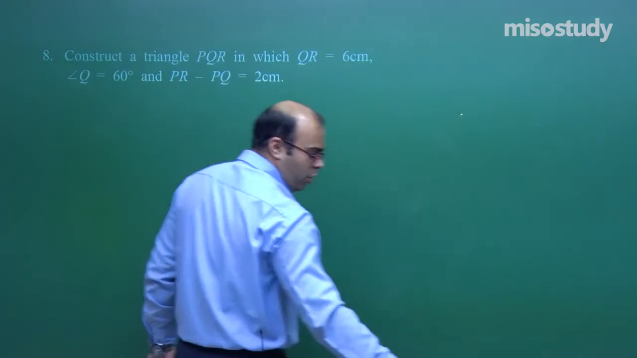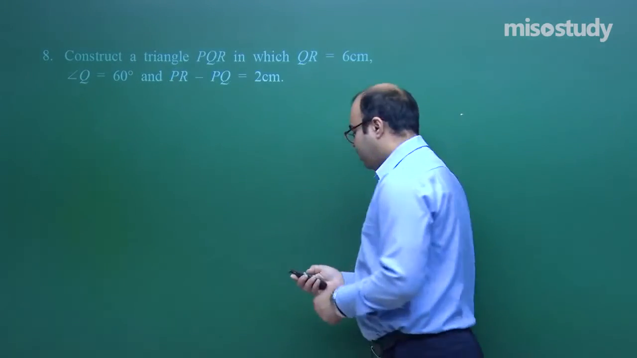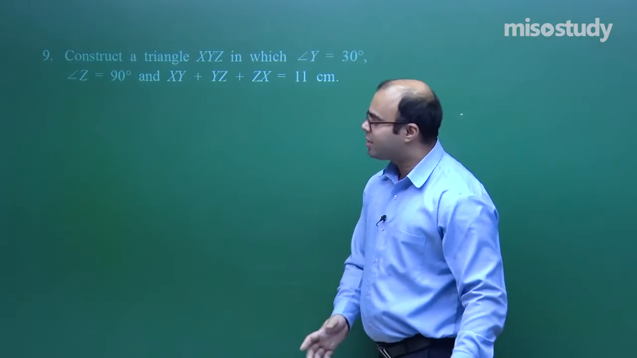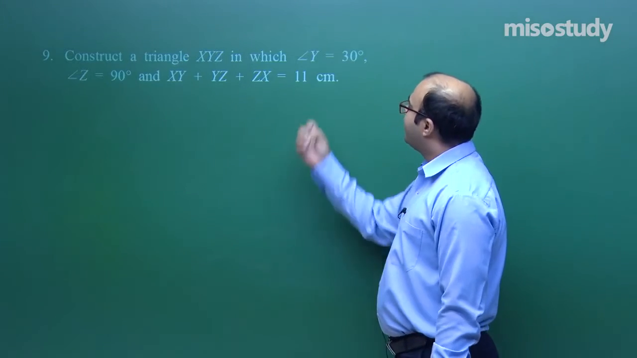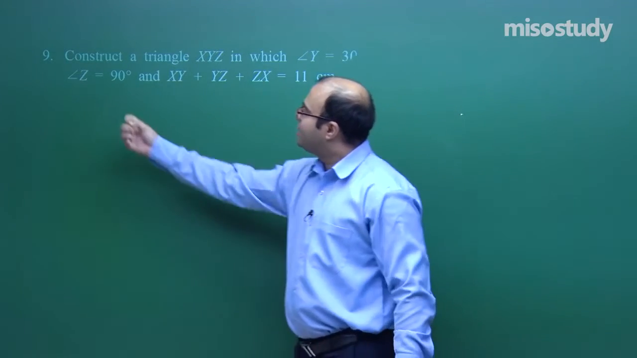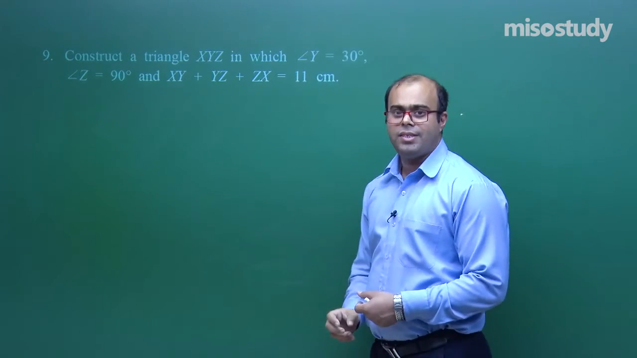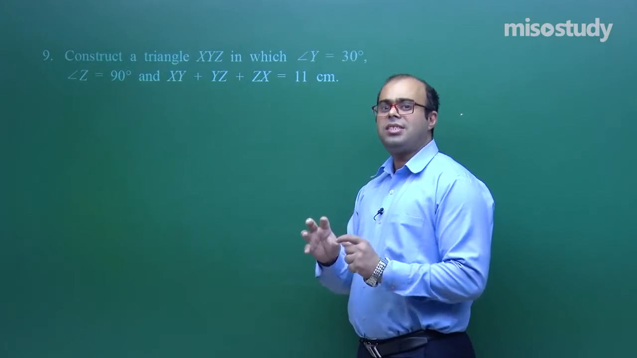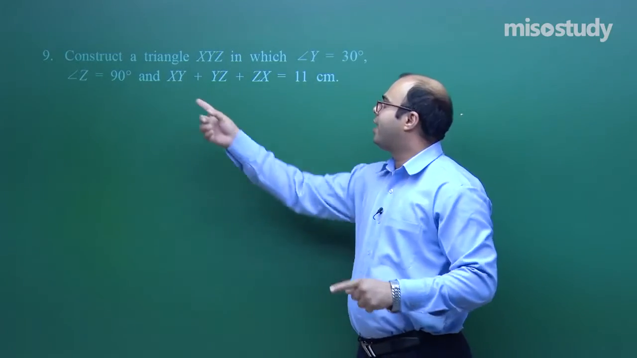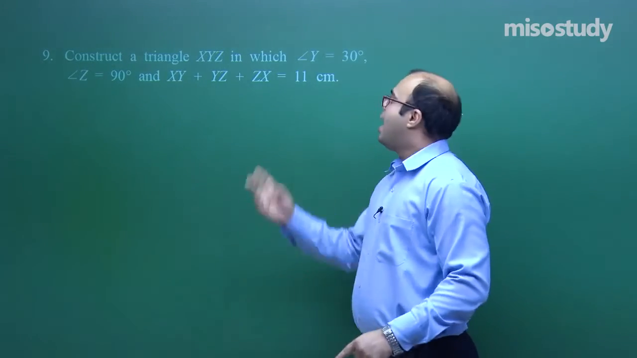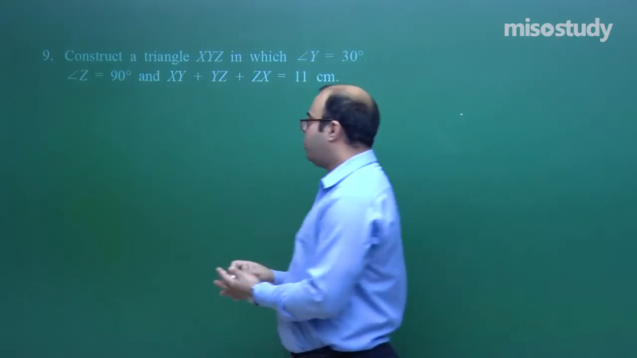These all questions of 4 marks are of making a triangle. Ninth question is also construct a triangle XYZ in which angle Y is 30 degree, angle Z is 90 degree, and XY plus YZ plus ZX is equal to 11 centimeter. So if you remember, this is the given perimeter of the triangle and the 2 base angles. So what do we do here?